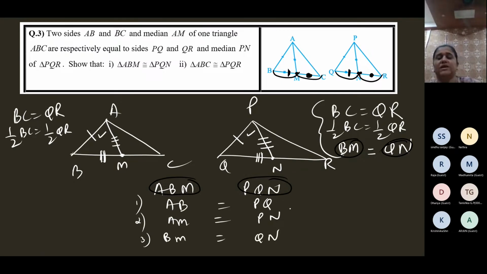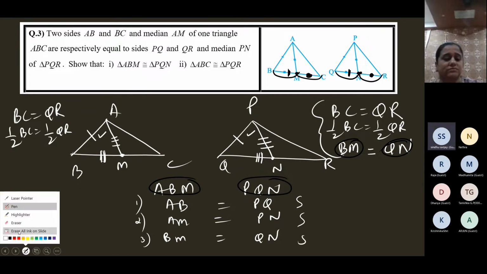By what rule are the triangles congruent? Yes, ma'am, SSS rule, the triangles are congruent. So now that the triangles are congruent, we have all three sides of one triangle equal to the corresponding three sides of the other triangle. So what other information can we get from the congruency of these two triangles? Angle A is equal to angle B, ma'am.